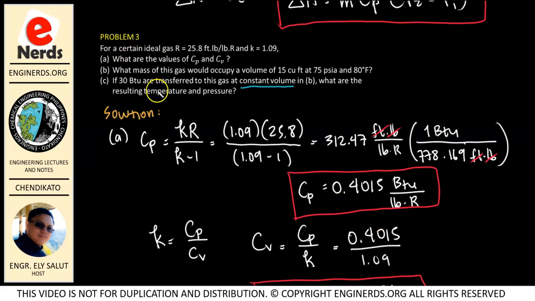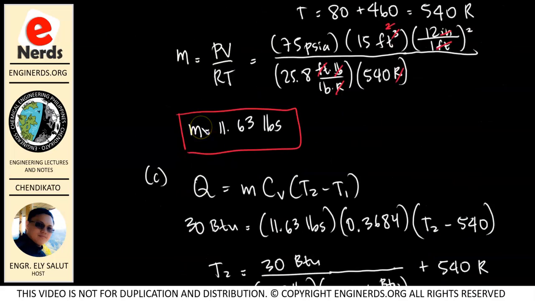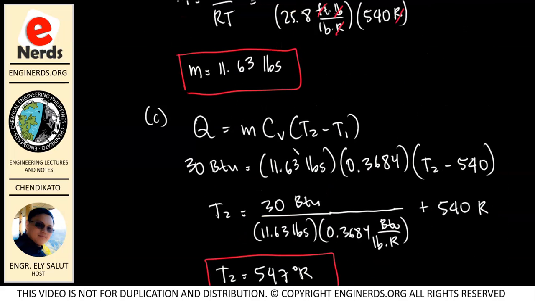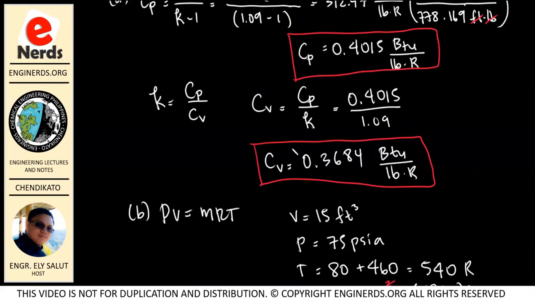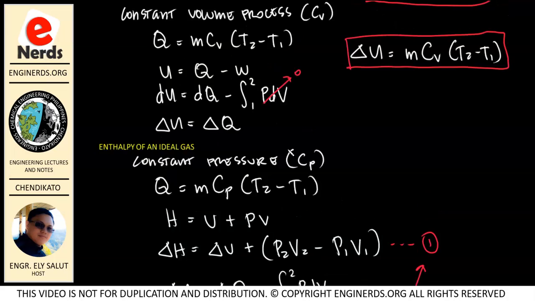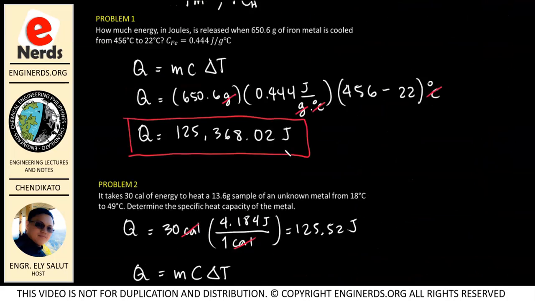We have problem number 3 in which we will be solving these 3 requirements. We're going to get the value of Cp and Cv with given R and our ratio. And then we will be solving further by using the ideal gas law. Okay? So, as you can see, we will be applying what we learn in our topic in specific heat, the equations that we derived. We're going to use that in answering problems toward the end.